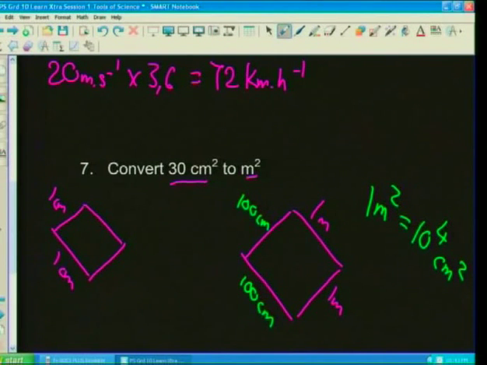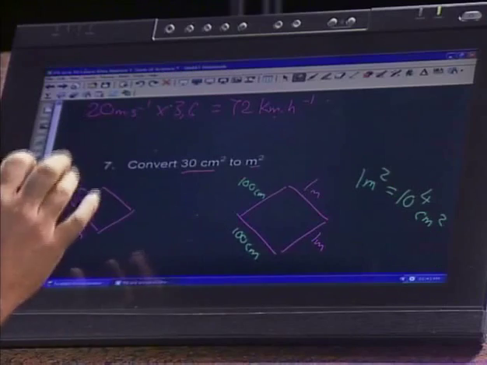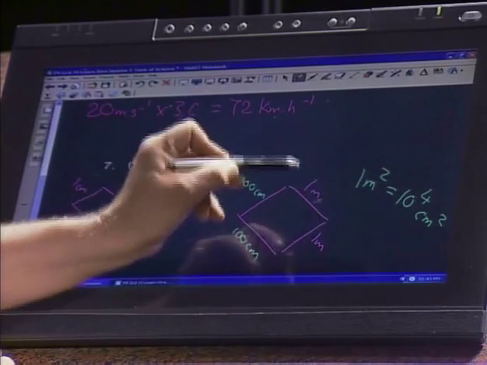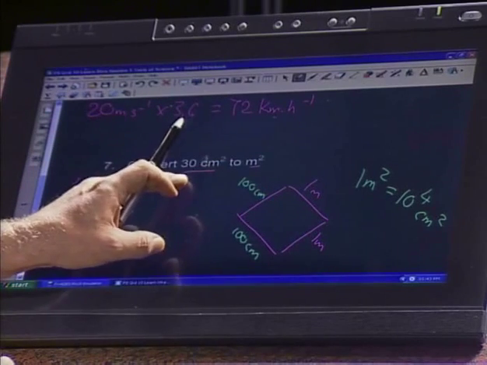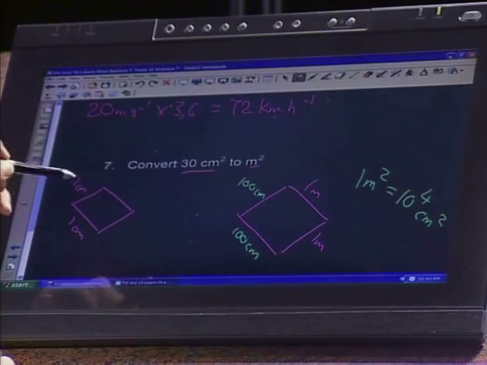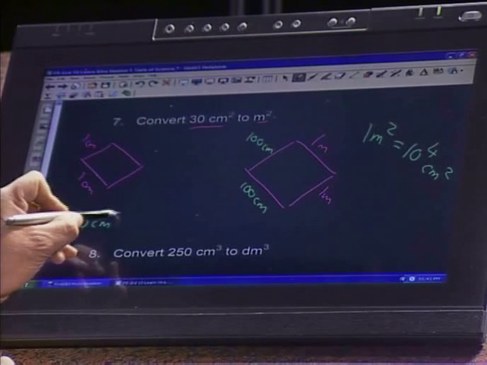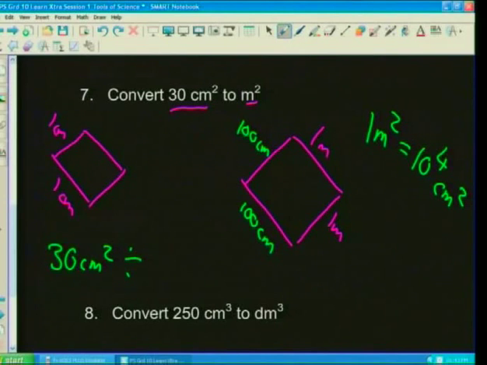That's 10,000. So when we're converting, we need to recognize that we take the centimeters squared to meters squared, going from the smaller unit to the bigger unit, you're going to divide. So in this case, we're going to say 30 centimeters squared divided by that factor. We're going to divide this one by 10 to the 4, and we will then be able to give an answer.